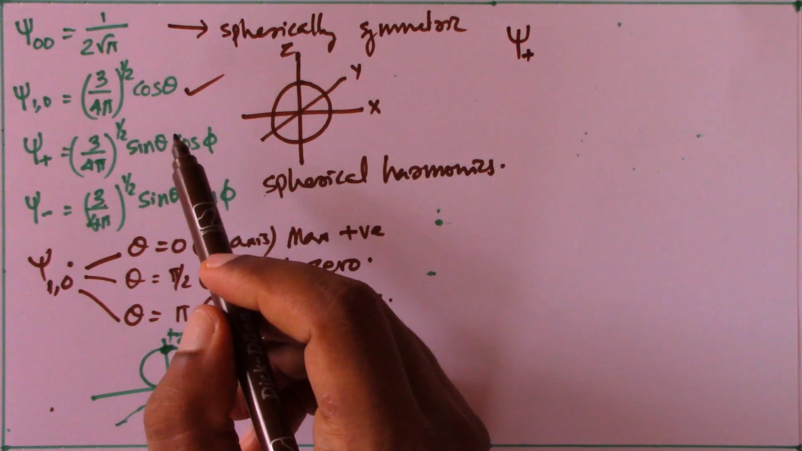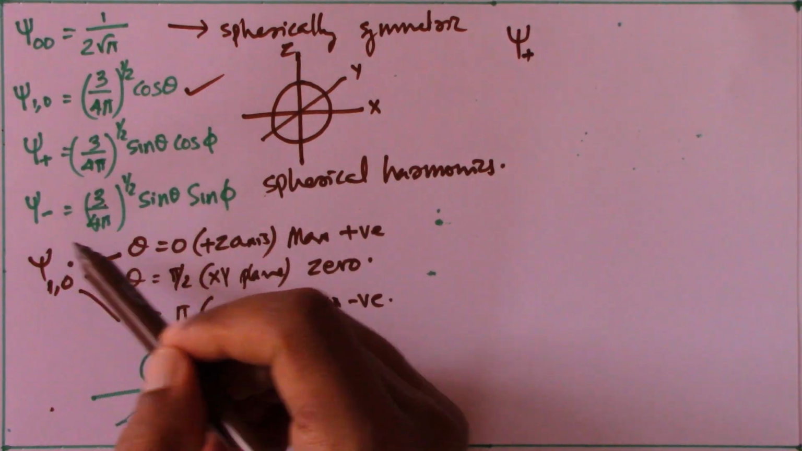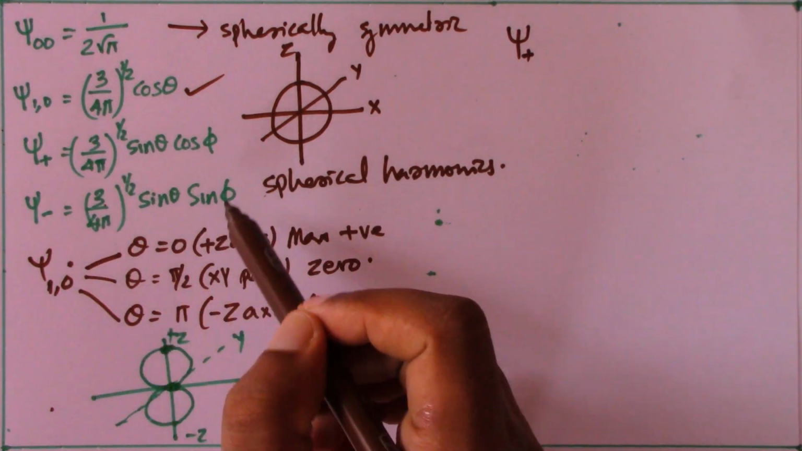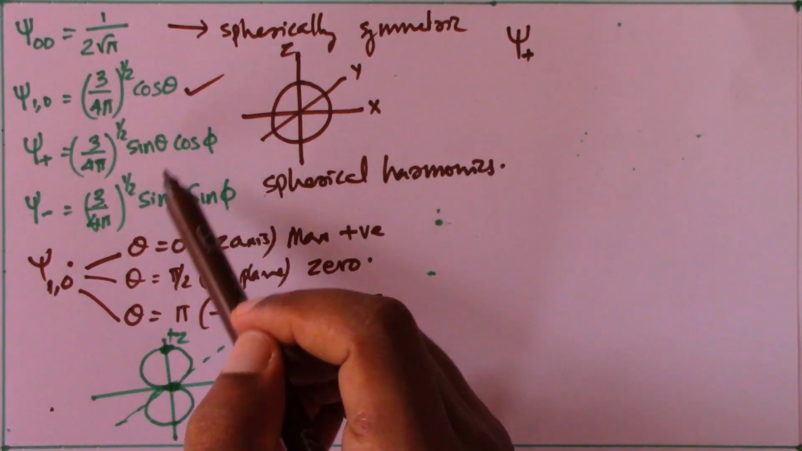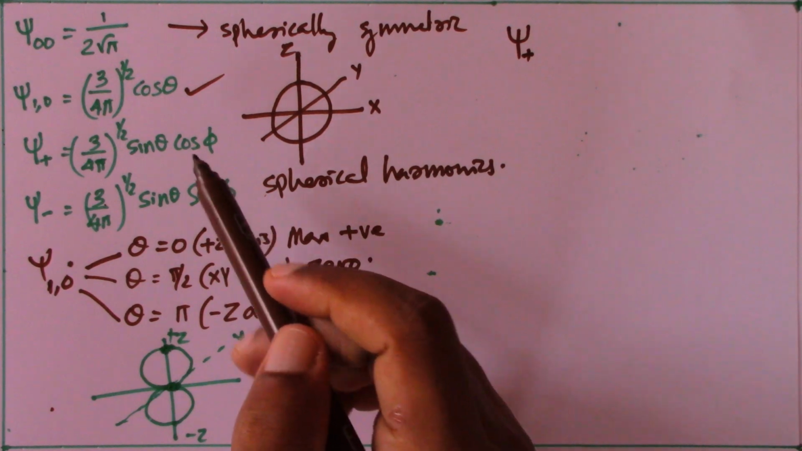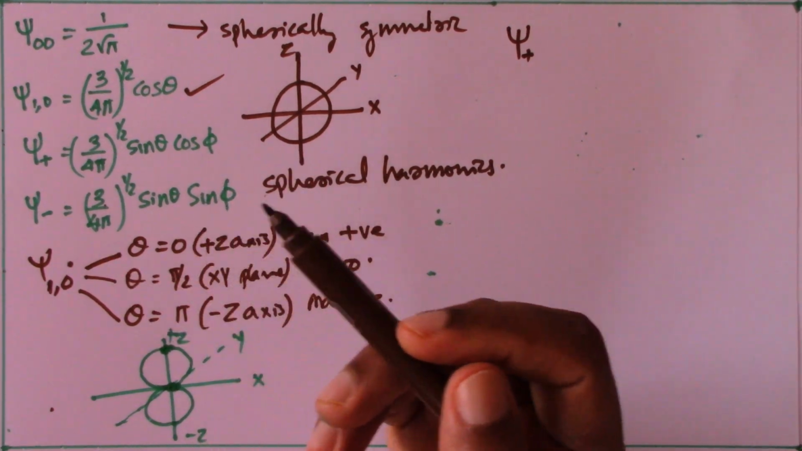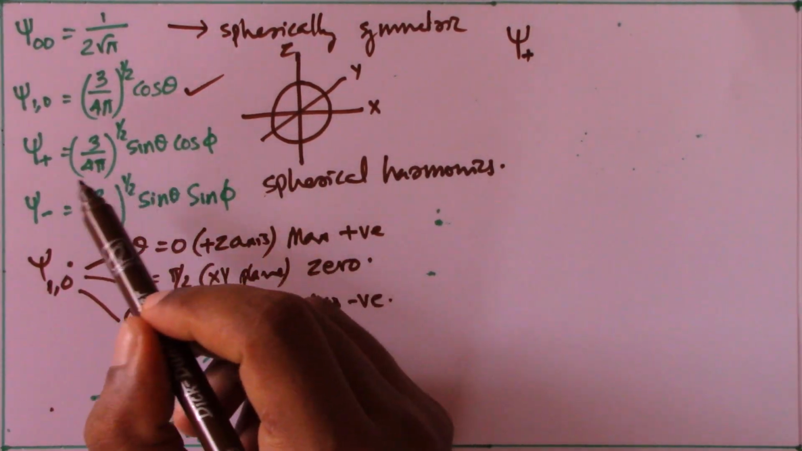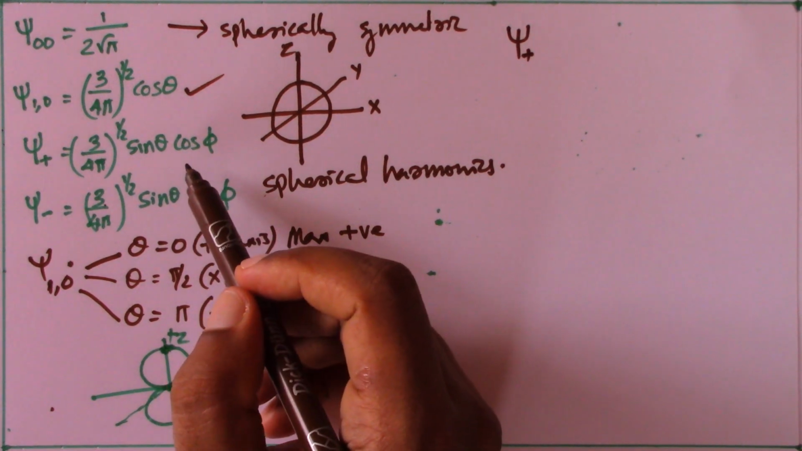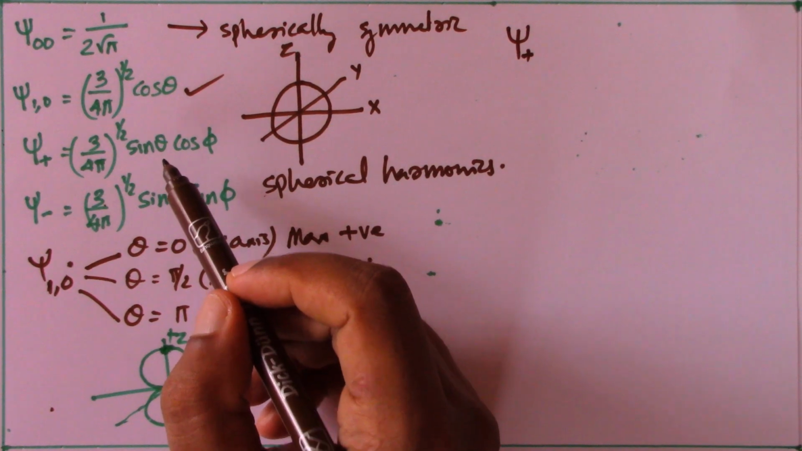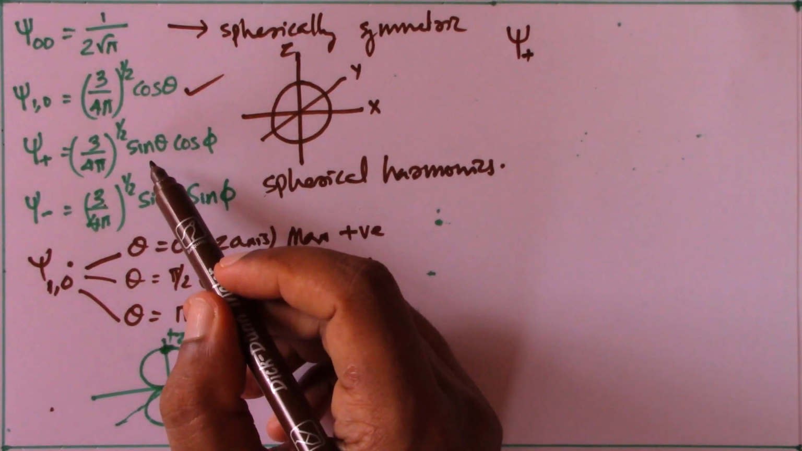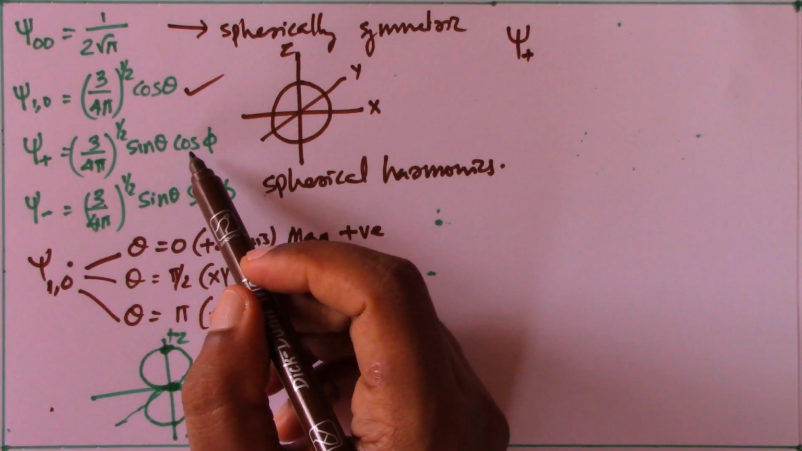You have to note here that both psi plus and psi minus depend upon both theta and phi, but psi 1 0 was depending only on theta. Here it depends on both theta and phi. So we have to look into that in more detail. So let us take the psi plus function, and we will see when the psi plus function gets its maximum value.